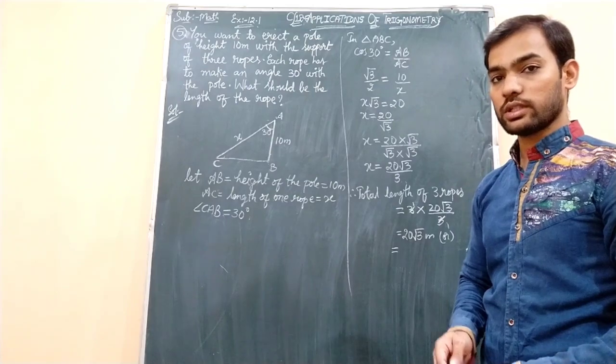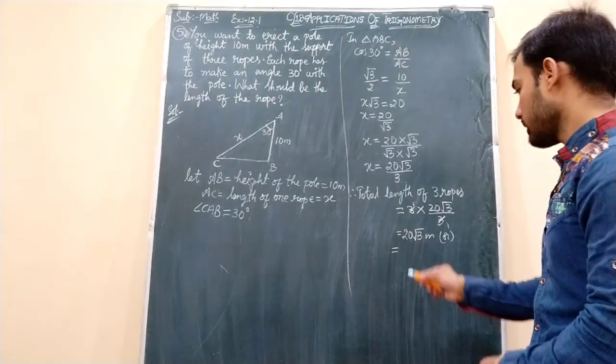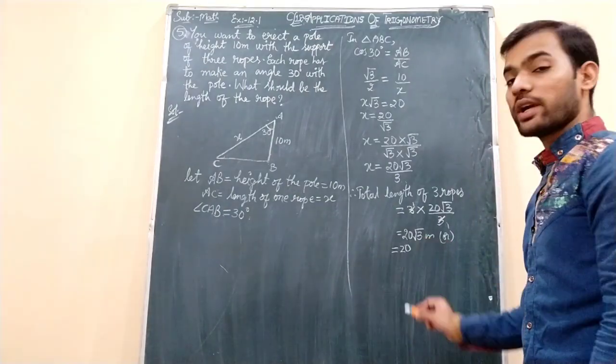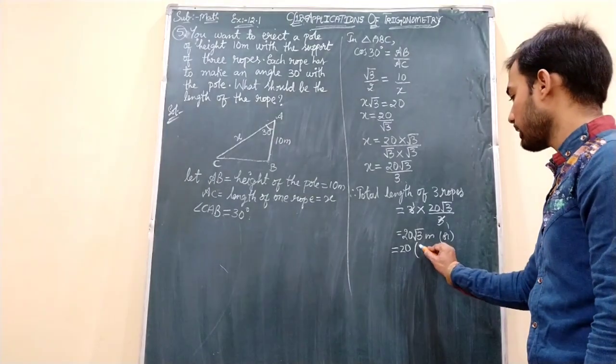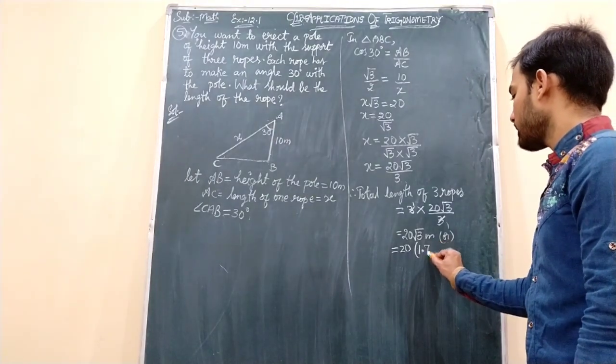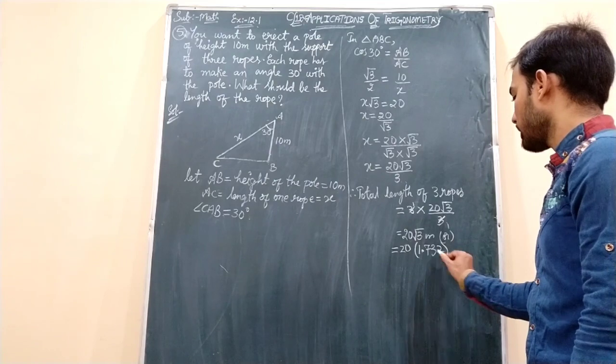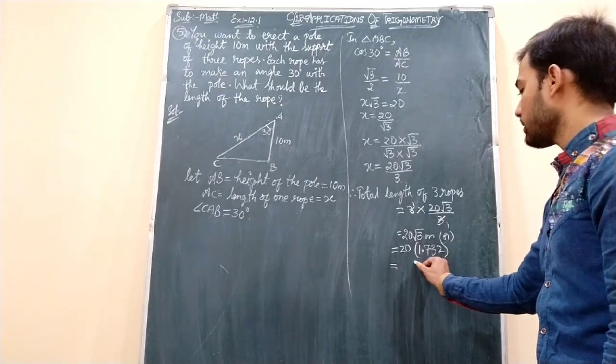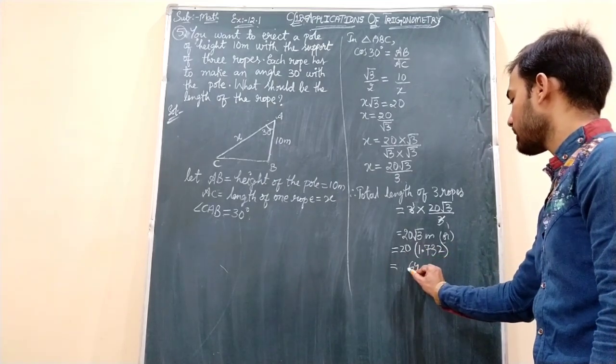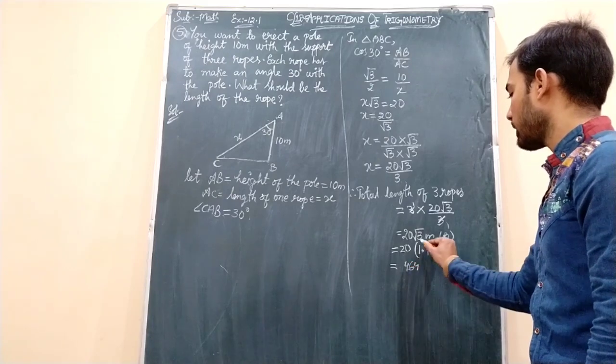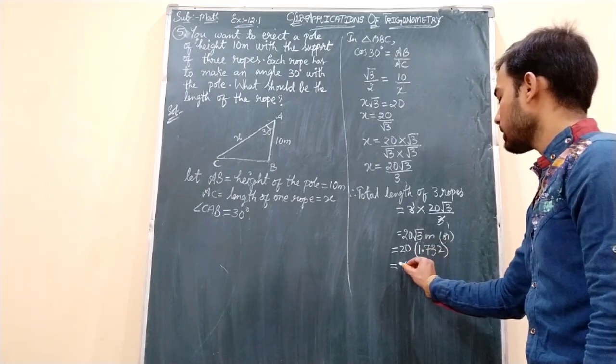Or, as I said in a question that we have done, question number 2, the tree breaks down question, therein the value of root 3 is 1.732. So multiplying it with 20 into 1.732. Okay. So when you multiply 2 with this, 2 2s are 4, 2 3s are 6, 2 7s are 14, 2 1s are 2 plus 1 is 3.